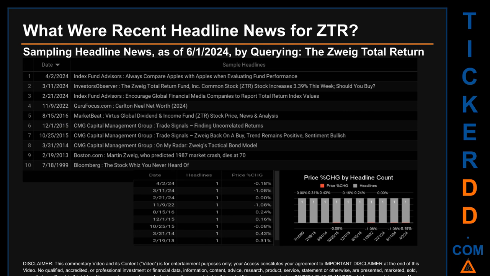dates. Publication dates spanned 9,025 days. The latest publication was Tuesday, April 2, 2024, when, 2 months and 30 days ago, index fund advisors published the headline that read, "Always compare apples with apples when evaluating fund performance."